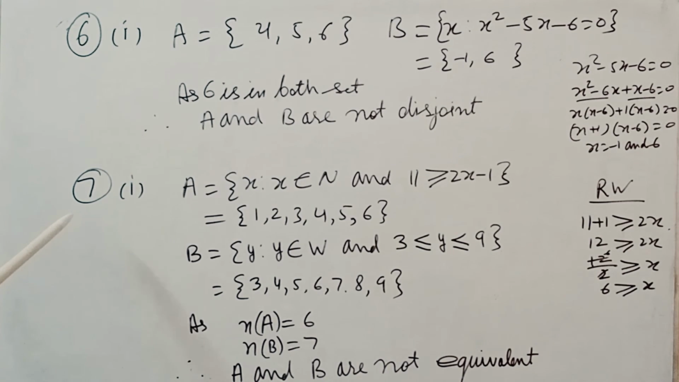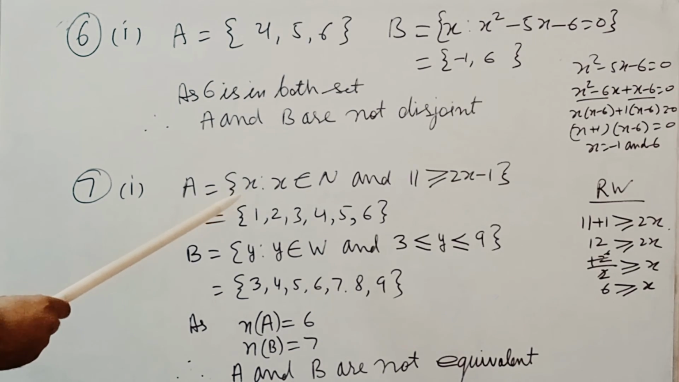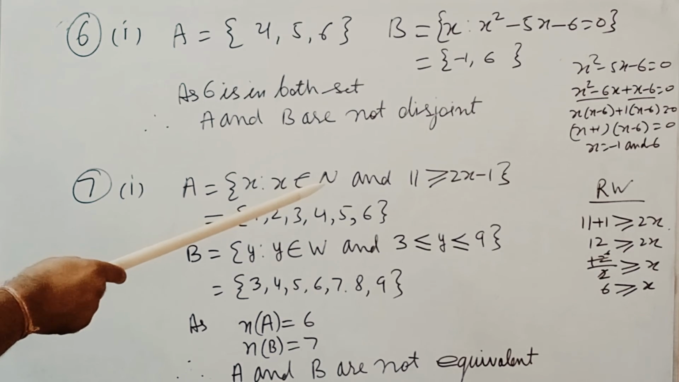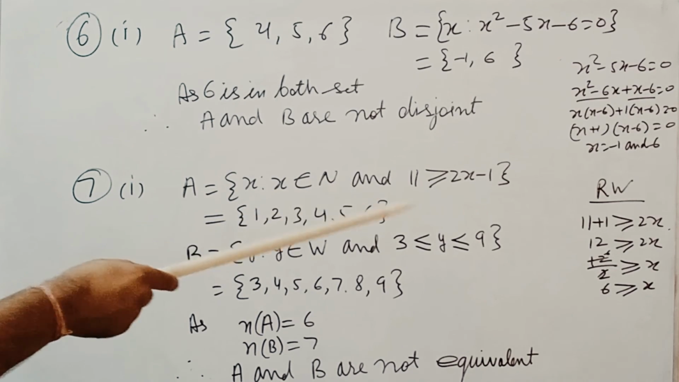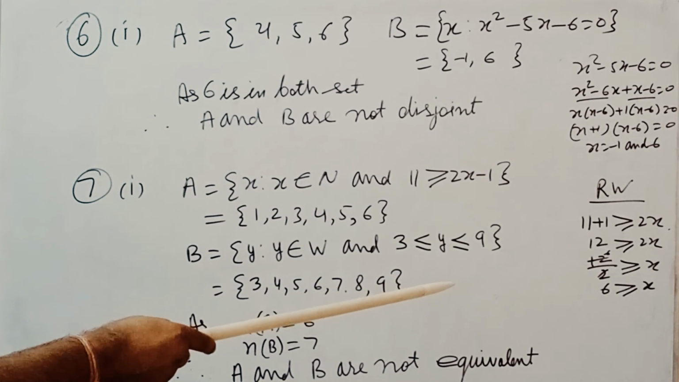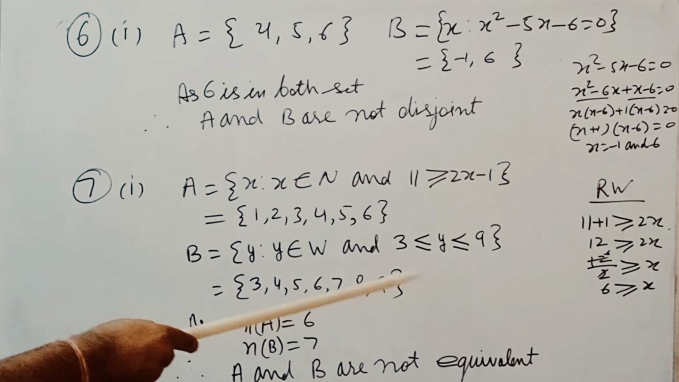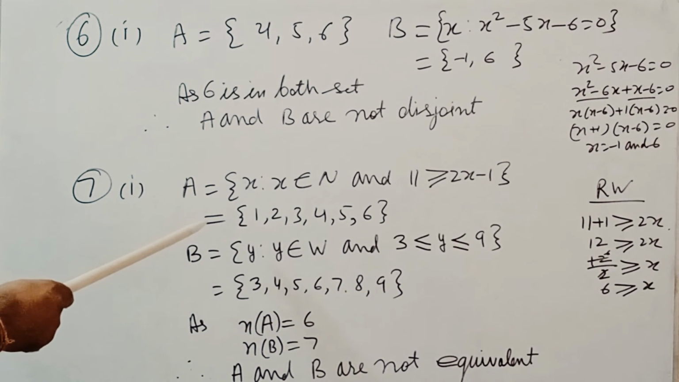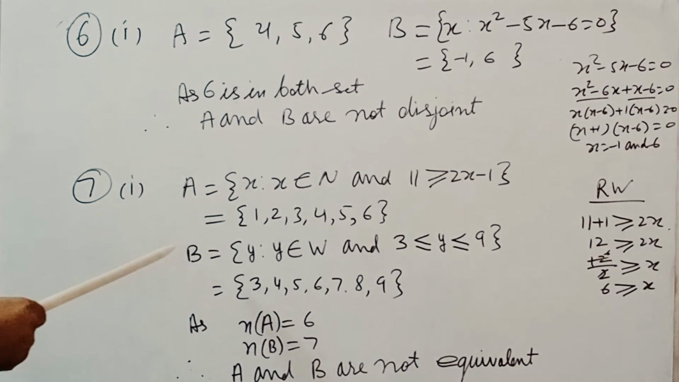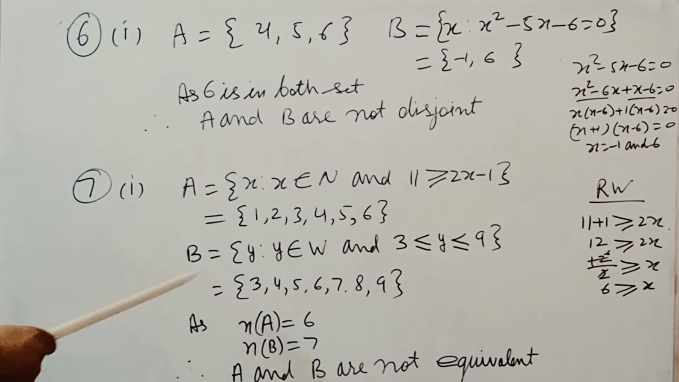Now here I am taking question number 7 first. A equals x such that x belongs to N, natural numbers, that means 1, 2, 3, 4, 5, 6 and so on. And the condition given is 11 is greater than or equal to 2x minus 1. Now solve it as I did in rough work. So we will get x is less than or equal to 6. So the elements of set A are 1, 2, 3, 4, 5, 6. Now we will find the elements of set B.